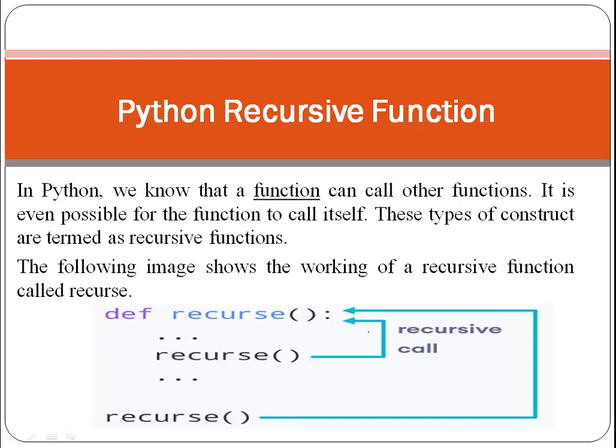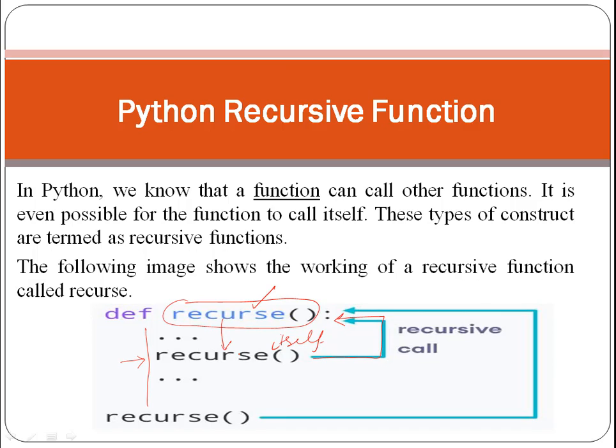Python recursive function. In Python, we know that a function can call other functions. It is even possible for the function to call itself. Whatever the name of the function is, inside the body of the function the same name is used for calling the function. If you look at the following example, we are defining one function with the name recurse, and this is the body of the function. Inside the body, we have a number of statements. One of the statements calls the same function. It means this function is calling itself. So this is a recursive call. The function is calling itself.